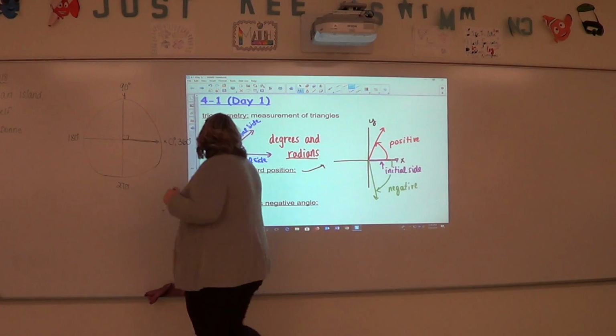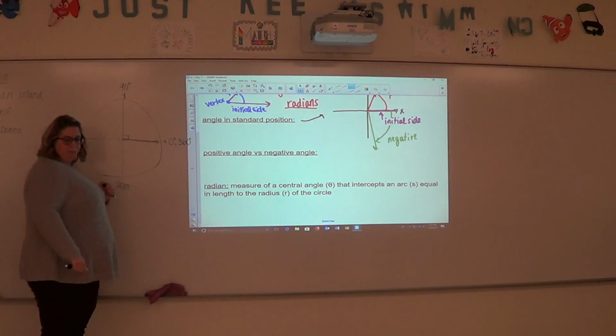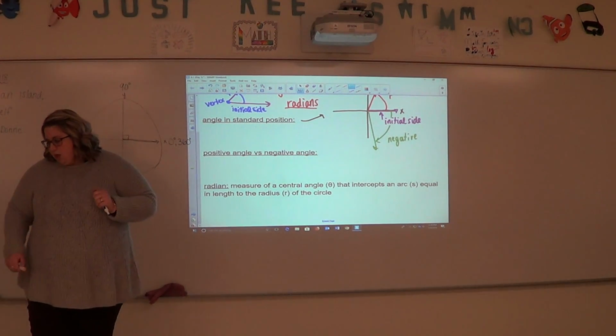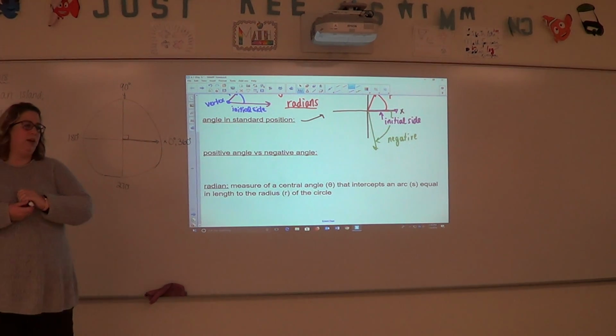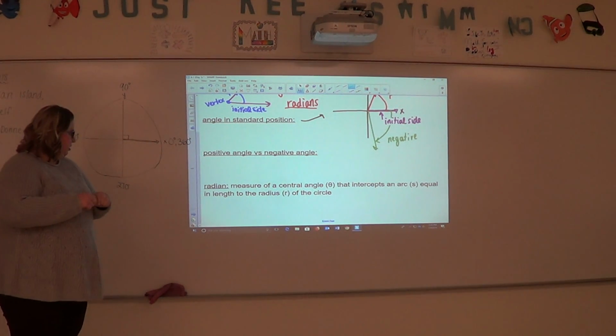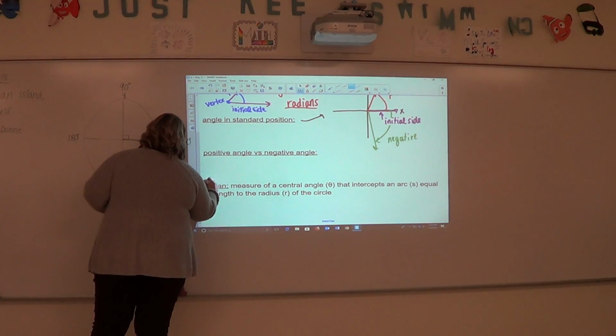Oh, now for the fun stuff: radians. Open your books to page 283. If you don't have your book with you, maybe somebody next to you has theirs. Page 283.